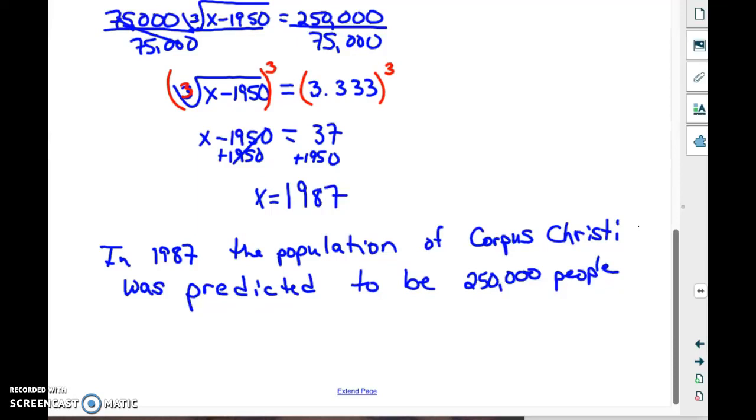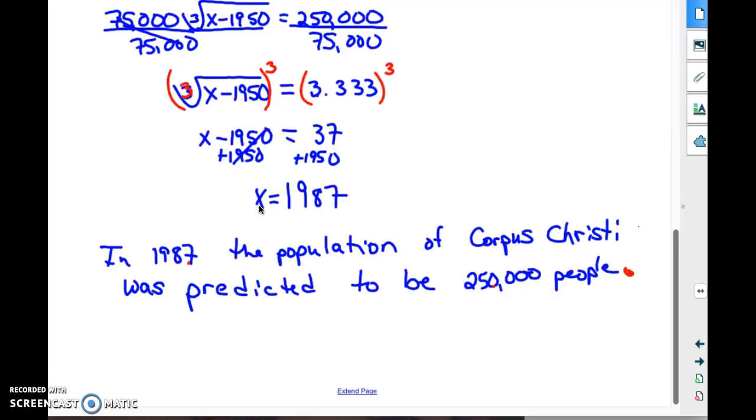When we get our x equals 1987, that means in 1987, the population of Corpus Christi was predicted to be the 250,000 people that they had asked us to predict. And that's really cool. It's a little bit of work to do problems like that.